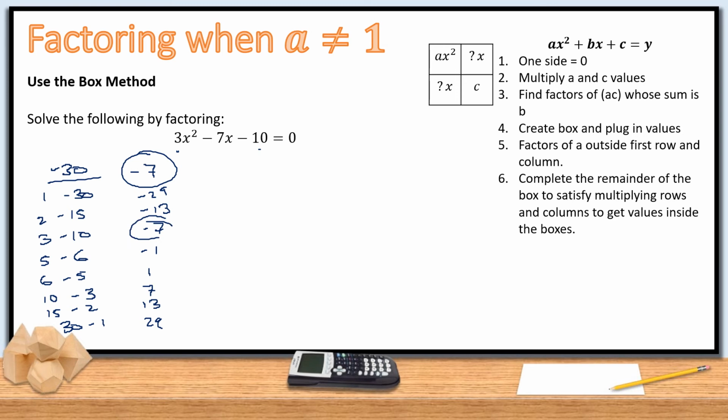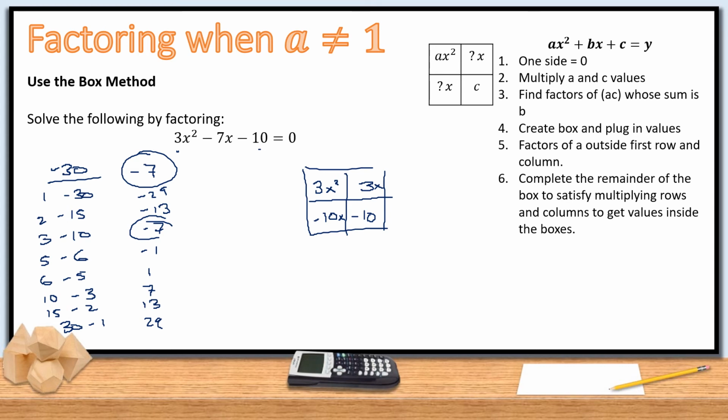You make a window pane, or a box, divided into 4 equal pieces. Your a value, from the original equation, goes in the top left. Your c value goes in the bottom right. What we do then is put our two factors that we figured out, 3 and negative 10, so we put 3 in here and minus 10, and then they both get x's after them. If I added all the pieces in the box together, I would get back to 3x squared minus 7x minus 10.